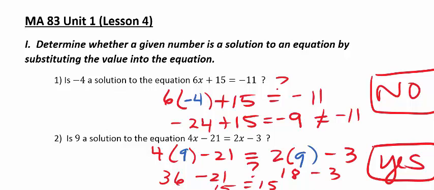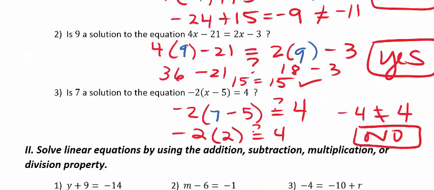Now I'd like you to try number 3 on your own. Pause the video, and come back and check your answer. Now in number 3, we wanted to see if 7 was a solution to the equation. When we substitute 7 in place of x, we first do what's inside parentheses, so 7 minus 5 is 2, and then 2 times -2 is -4, and -4 does not equal 4. Therefore, 7 is not a solution.